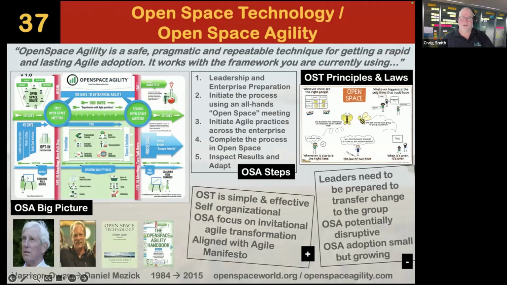That's evolved into a process called open space agility. Again, based back to 2015, Daniel Mezek. It's this idea that if you have an open space meeting within 100 days, you can essentially transform your organization. I've never seen this work in practice, and if anyone has, I'd love to hear from you. Again, I'm a little dubious about the claims in here, but if you had the right environment, I guess it would work. But I think there's some things in there we can learn.